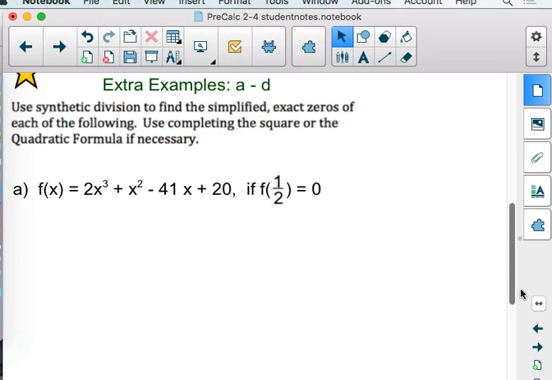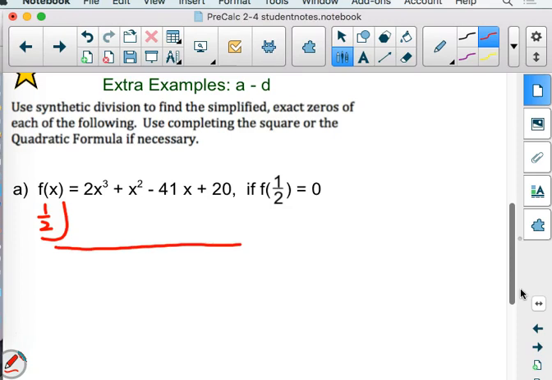But with this one, I see it's 2x to the third plus x squared minus 41x plus 20. How many zeros should that have? Should have 3. Look at that. They gave us a huge hint. F of 1/2 is 0. Well, that was nice of them. That means we should start with their hint.